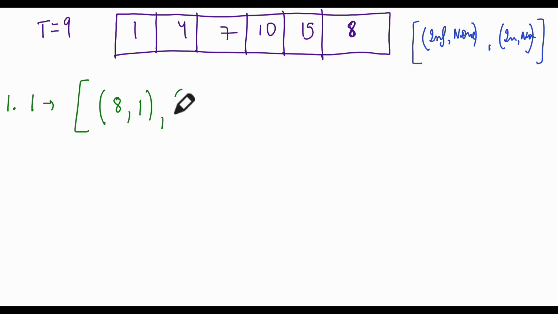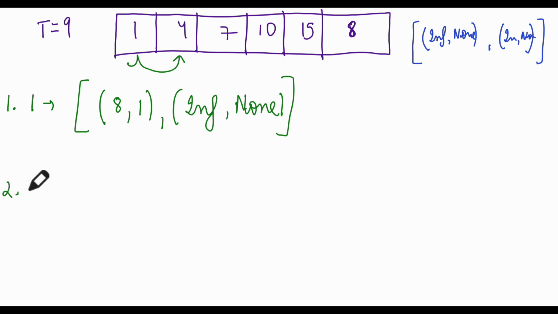And my second element will look like infinite and element to be none. This is my first element. I am here till now. I will move to 4. Once I move to 4, what is going to happen is, for example, when I am at 4.